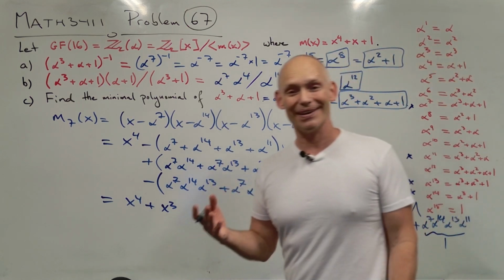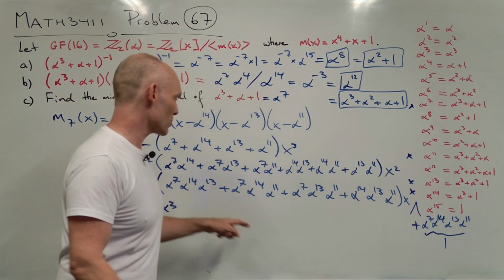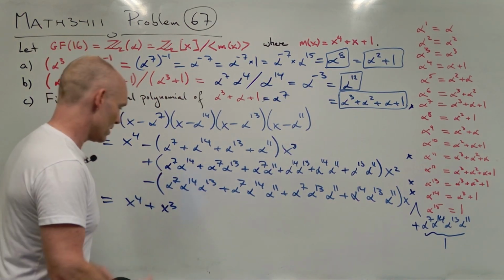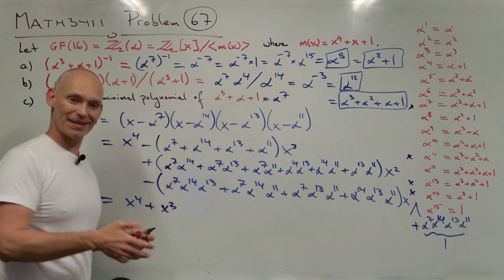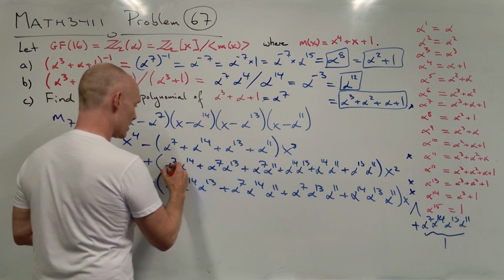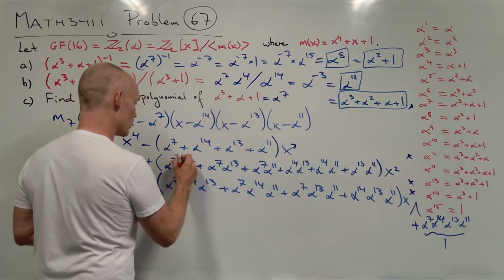Well, that's a relief. Okay, we've still got two terms left. So we've got this term and this term. So I'm just going to quickly, to save a bit of space here, say, well, this is the same as alpha to the power of 21.